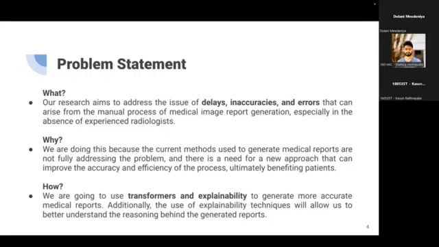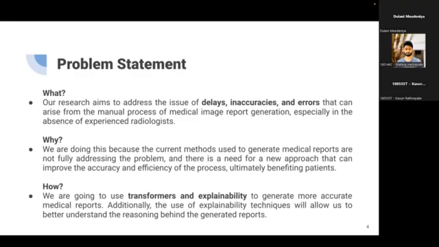With this, we have identified several issues. In the realm of medical imaging, the manual process of report writing can be subject to various issues, including delays, inaccuracies, and errors. So such errors can result in serious consequences, including potential facial harm or maybe even death. So therefore, it is imperative to address these issues and improve patient outcomes by exploring more efficient and accurate methods for medical report writing. And so we are doing this because the current methods used to generate medical reports are not fully addressing the problem.